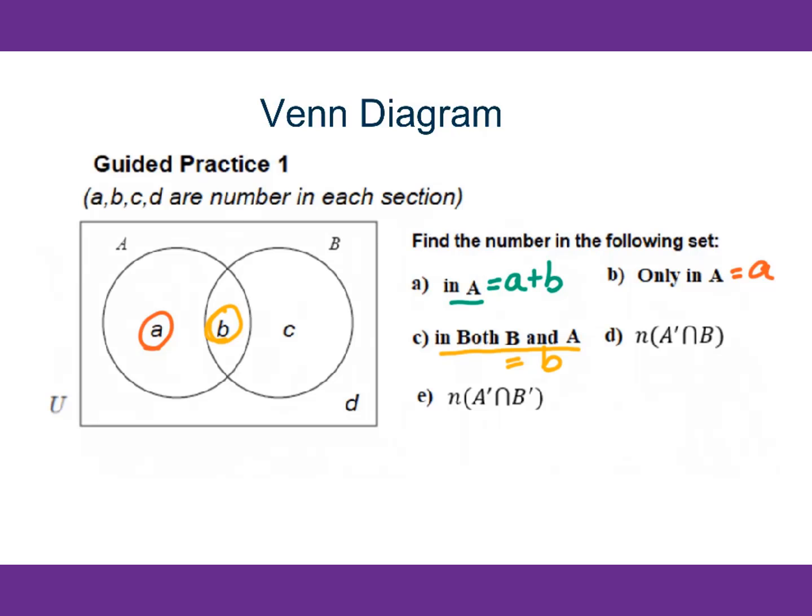This notation means how many elements are in A prime intersect B. First of all, it has to be in B but not in A, which means C. For E, not A, not B, then it will be D.